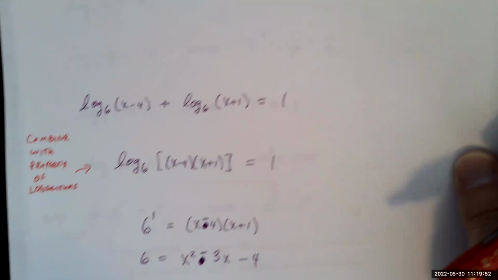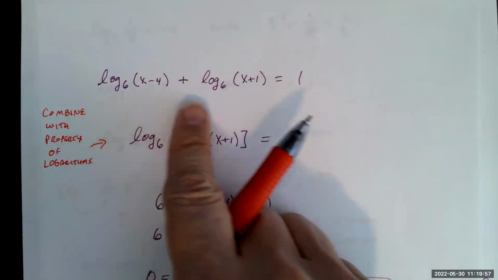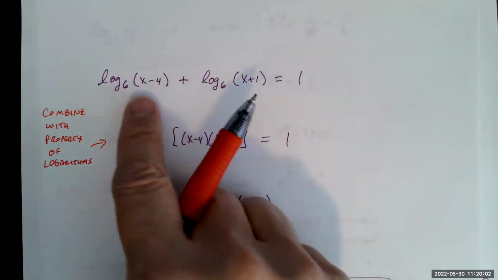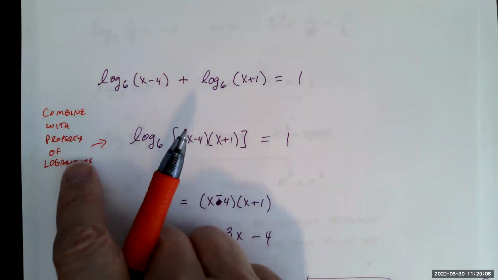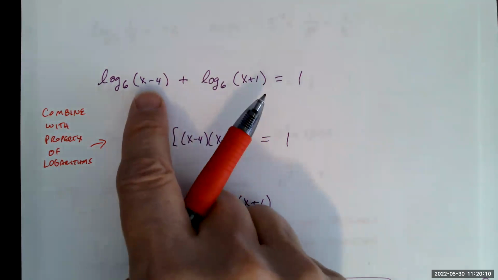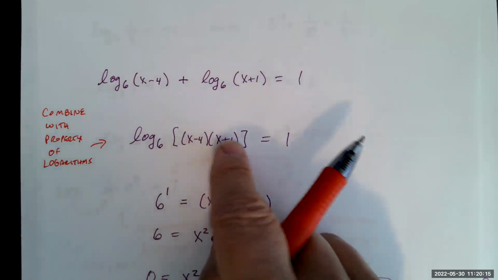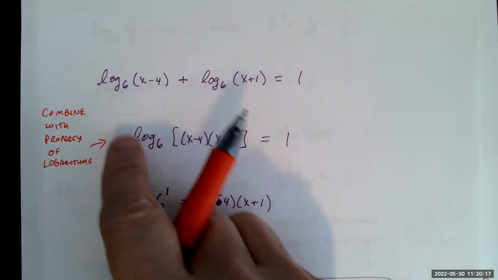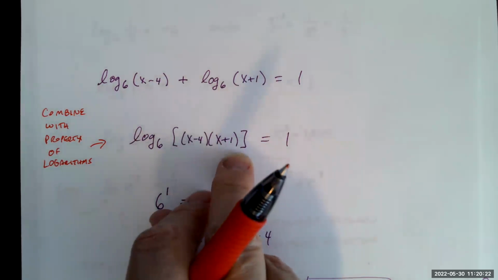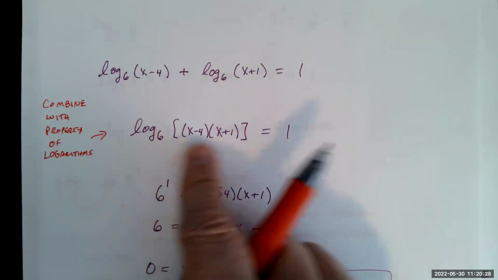Now, a little more complicated one. Log base 6 of x minus 4 plus log base 6 of x plus 1 is equal to 1. What I need to do is get a logarithm of a single quantity. So I'm going to combine these two with the properties of logarithms we just looked at, but we're going to go in reverse. In other words, I have a sum of logs, so that must be the log of the product. We went in the other direction previously, but now, instead of expanding, we're combining as a single logarithm of a single quantity. So we get this, and then I write it in exponential form.